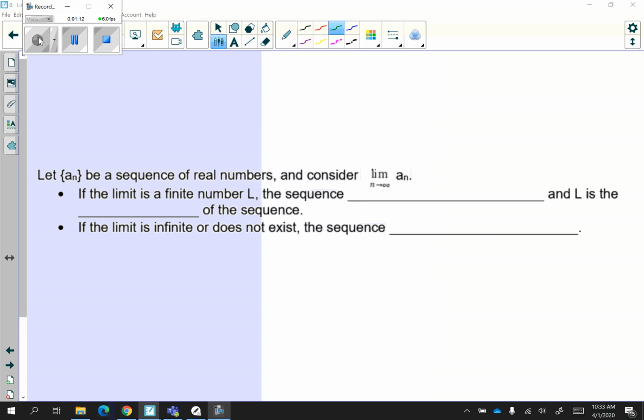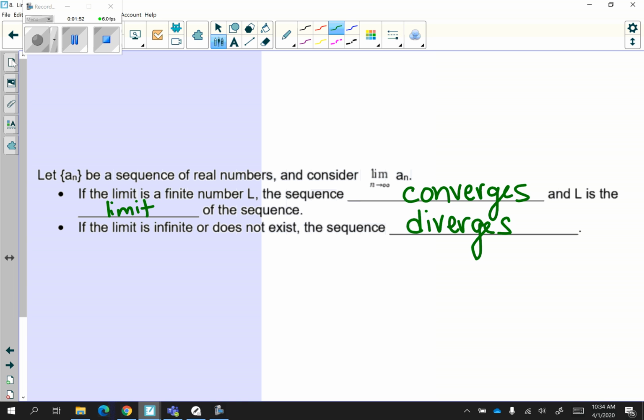Now remember last year in Algebra 2 you learned sequences, so today we're going to find the limit of sequences. So let's look. Let a of n be a sequence of real numbers and consider the limit as n approaches infinity of a sub n. If the limit is a finite number L, the sequence converges, and L is the limit of the sequence. However, if the limit is infinite or does not exist, the sequence is going to diverge.